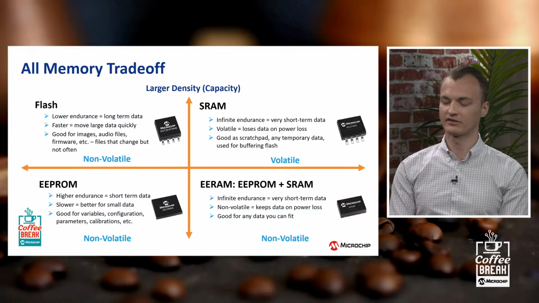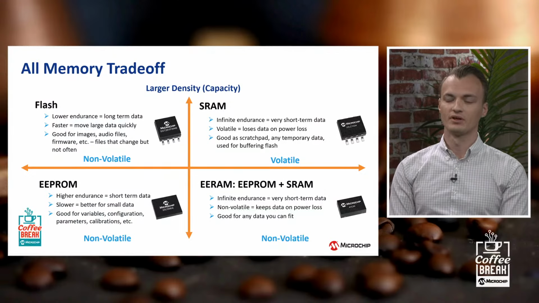However, it doesn't have as high of an endurance specification. Some types of memory, like flash and EEPROM, wear out, so you don't want to write to flash too often. It's really good for things like images and audio files that are large and don't change very often. You don't have to change them too much, but you can read them as much as you want.